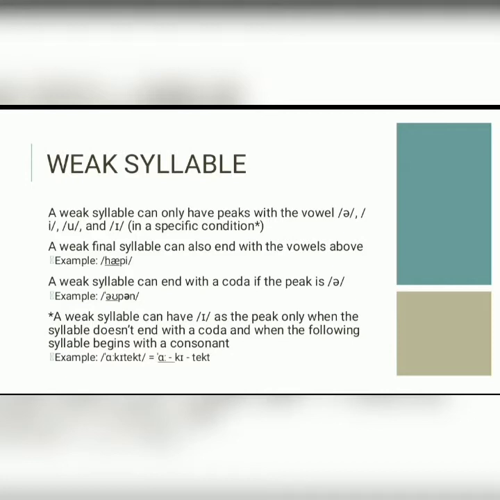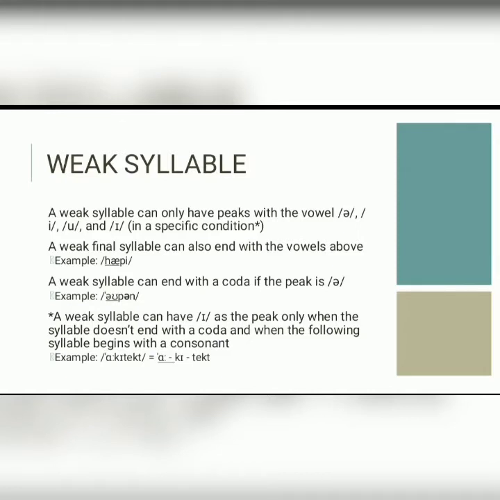For example, in the word architect. In this word, we can see that in the second syllable, ki, it has the vowel as the peak, and the following syllable after that has t as a coda. So, we can conclude that the second syllable of this word is a weak syllable.